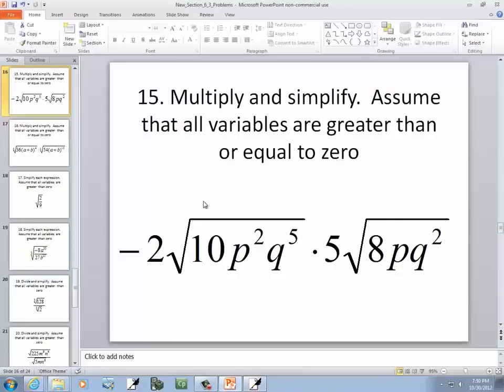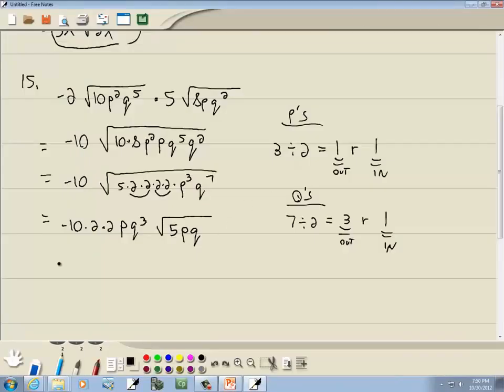Now again, the instructions are assume all variables are greater than or equal to 0, so we don't need to worry about absolute value bars. 2 times 2 is 4, times -10 is -40. P q to the third, square root of 5 p q. And that's our answer.